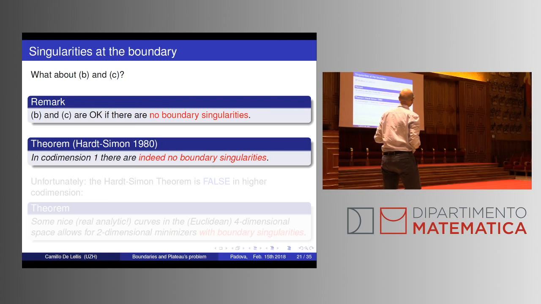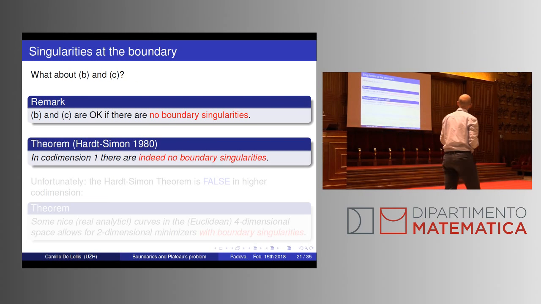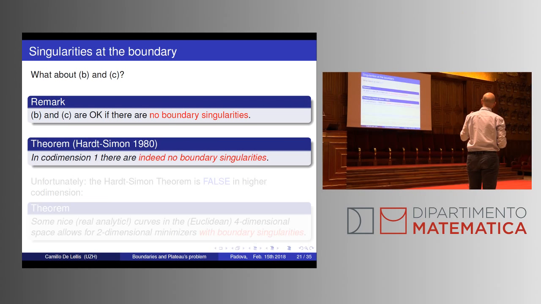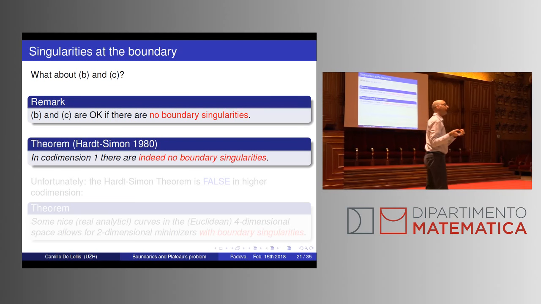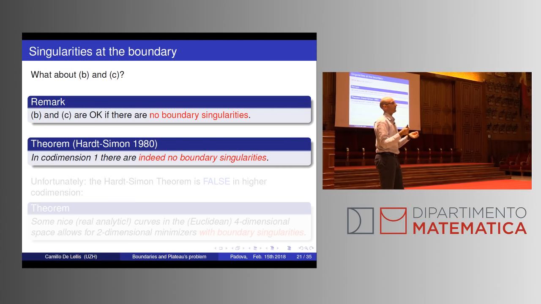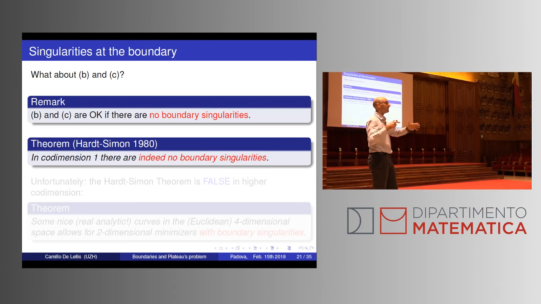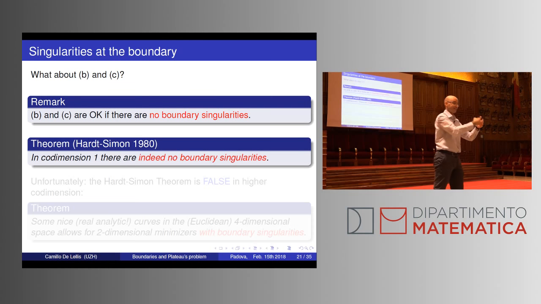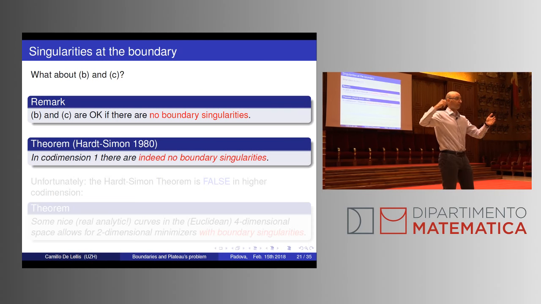Now, there's a very nice theorem. This was a fundamental result in the 1980s, and it tells you that in codimension 1, in the situation which was very well understood in the interior, there are actually no singular points at the boundary. So if the boundary is nice, the surface, the minimizer, arrives at the boundary nicely.